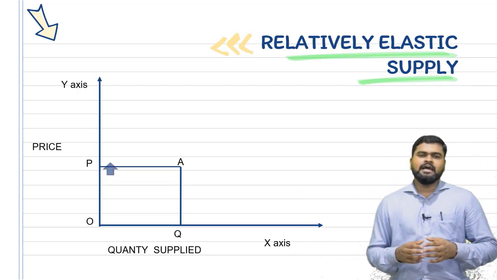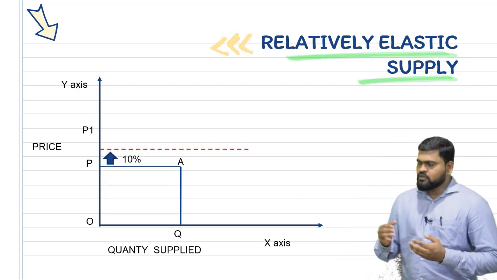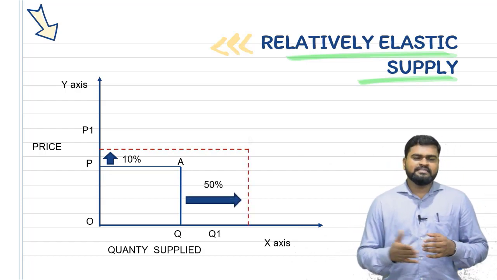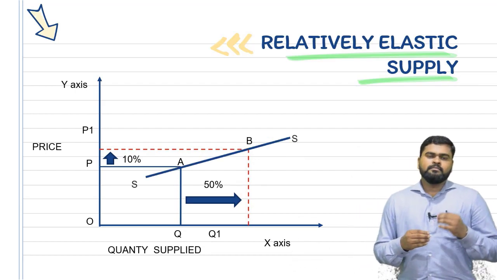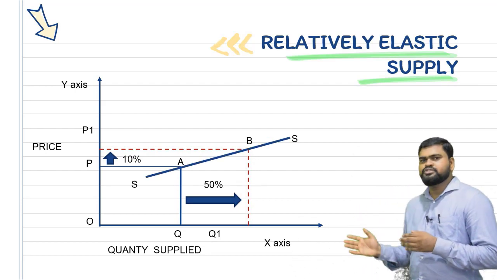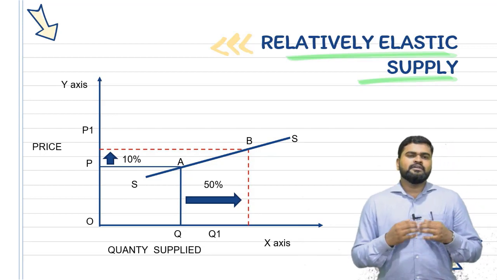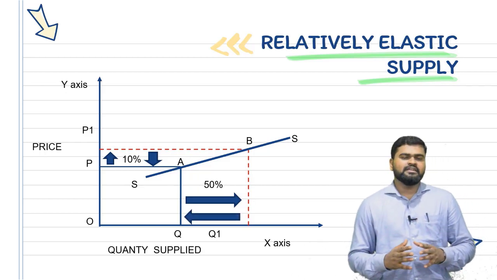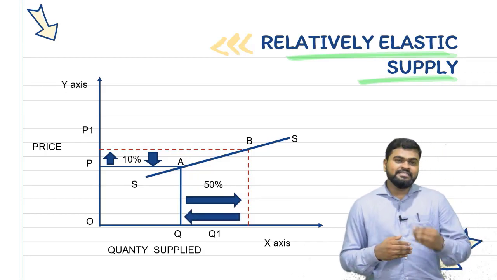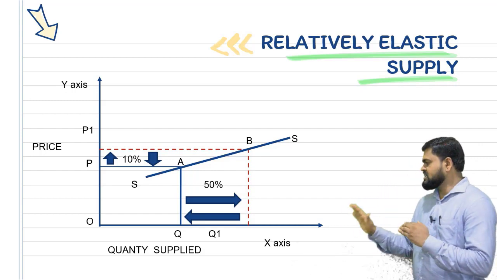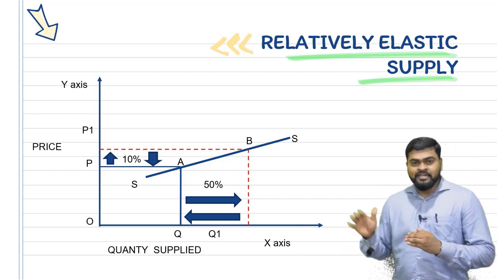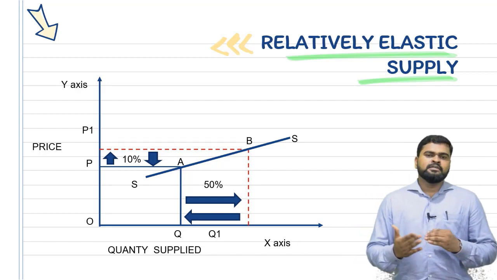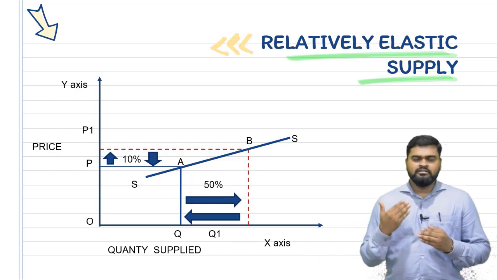Now if you look at the price increased by 10%, and quantity supply is increased by 50%. SS is the supply curve. Here a slight change in price leads to a huge change in quantity supply, or when price decreases by 10%, quantity supply decreases by 50%, which clearly says that percentage change in price is less than that of percentage change in quantity supply, or percentage change in quantity supply is more than that of percentage change in price. Here elasticity is greater than 1.